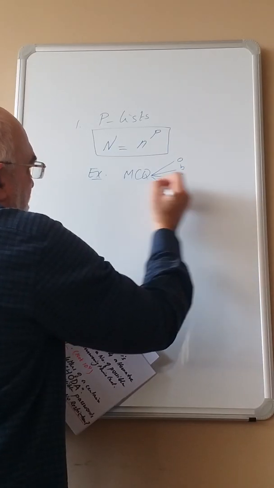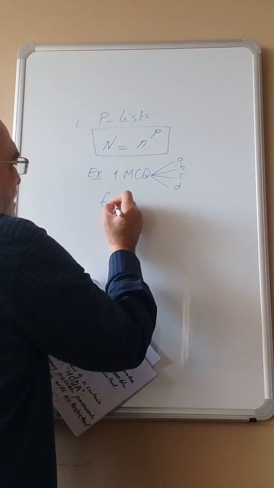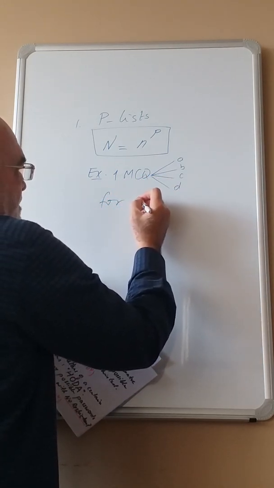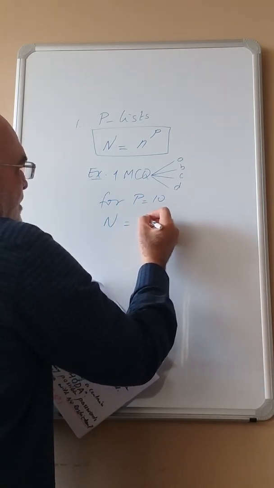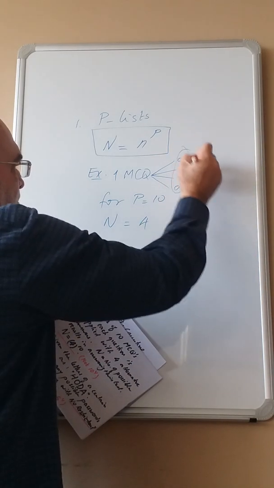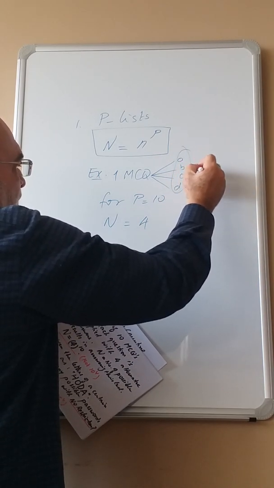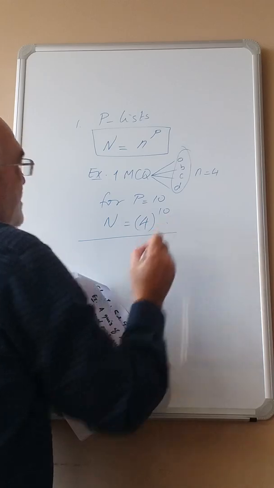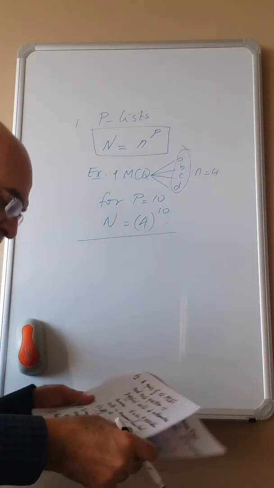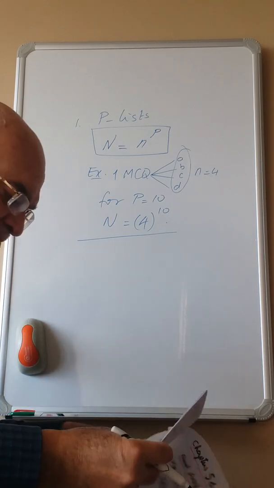we have, let's say, MCQs. Each one is supplied with 4 alternative answers, A, B, C, D. The MCQ questions number 10, let's say P equals 10. The total number of results will be 4, this is the value N equals 4 raised to power 10. This is the answer. This is an example. There is another example similar to it.